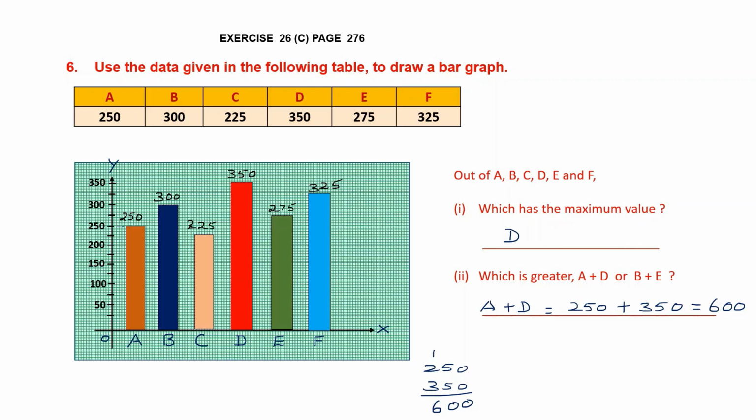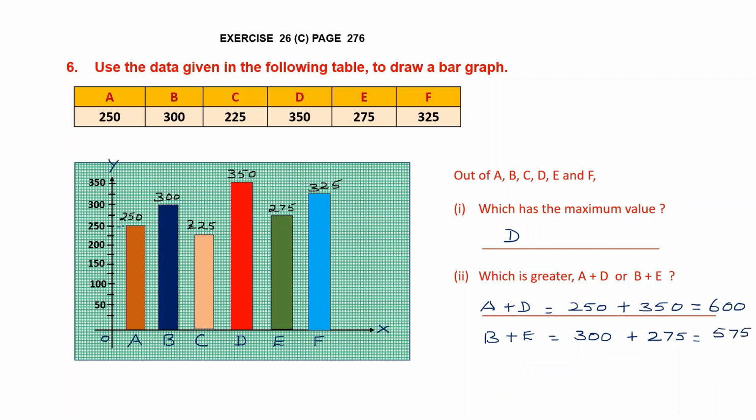Now we have to see B plus E. Now B plus E, let's see B plus E, how much it is. Now B is 300. As you can see, B is 300 here. You can also take it from the table. B is 300. And how much is E? E is 275. So let's add up these two. 300 plus 275. 5, 7, 3 plus 2 is 5.